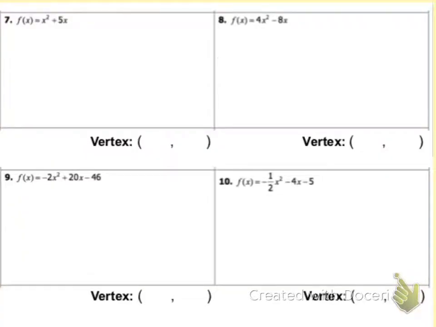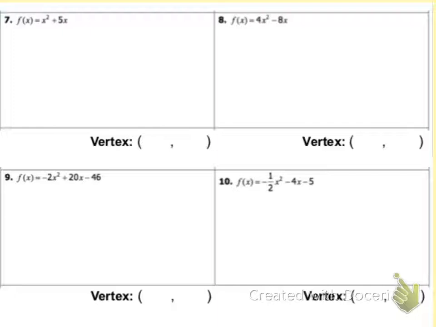So I'd like to take a look at a few more like that before we tackle what happens when the middle term is odd, because that's probably one of the most tricky. So let's take a look at number 8 and number 9, and possibly we'll even look at number 10, and then we'll go back and look at those other ones.